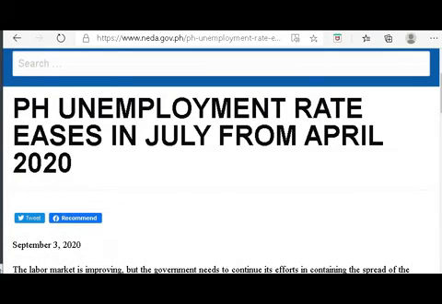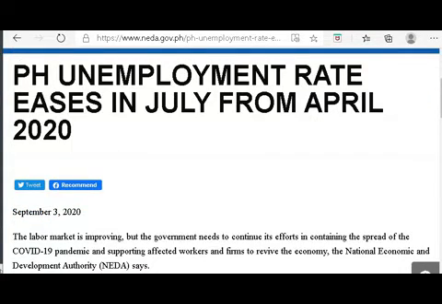Here, unemployment rate eases in July from April 2020. As we all know, right now the Philippines is under an economic downturn. Medyo nakakabawi na tayo ngayon, but during the past months, talagang humina yung ating economy because of the lockdown and the effect of COVID-19. So, malaki ang epekto ng COVID-19 sa pagsasara ng napakadaming companies.